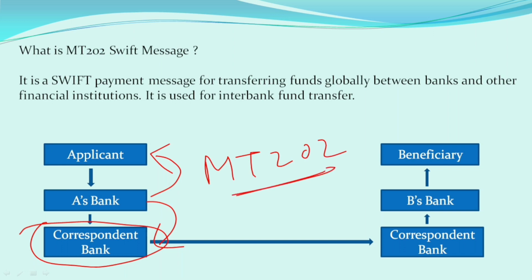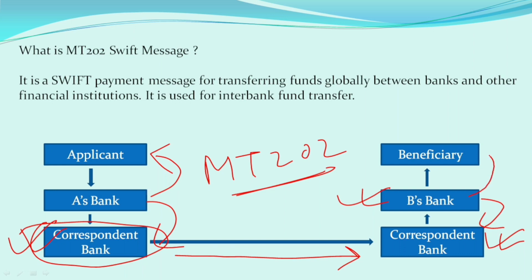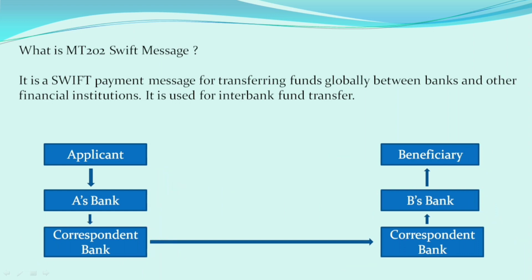Now, what will A's correspondent bank do? They will debit the funds parked by A bank, credit the funds to B's correspondent bank, and forward the 202 message to B bank. Now, as soon as B bank notices these funds lying in its nostro statement, they will debit their nostro and credit the beneficiary's account. This way, funds get transmitted from one bank to another bank through the MT202 message.